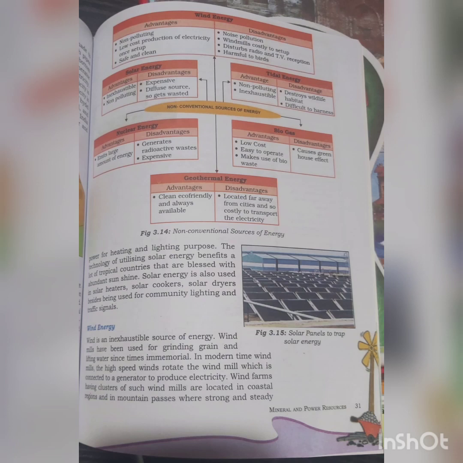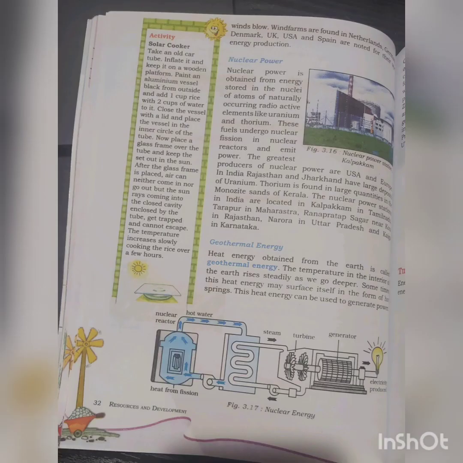Nuclear power is obtained from energy stored in the nuclei of atoms of naturally occurring radioactive elements like uranium and thorium, which undergo nuclear fission in nuclear reactors and emit power.